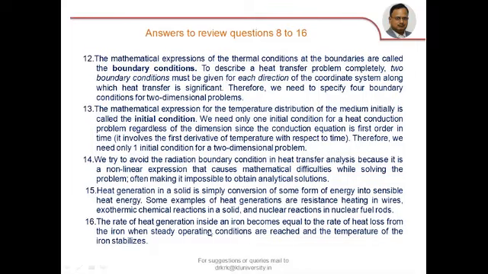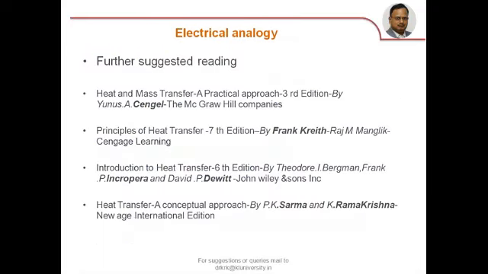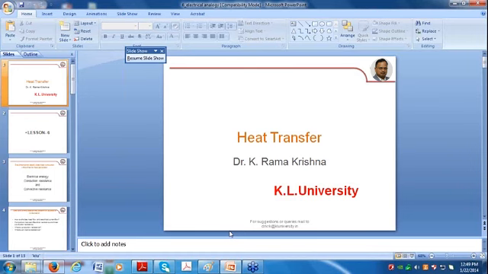Last one, the rate of heat generation inside an iron bar becomes equal to the rate of heat loss when the steady state condition is reached. Then the iron bar stabilizes. So that's all about the electrical analogy, where we have compared the current flow with reference to the rate of heat flow. Thank you very much.